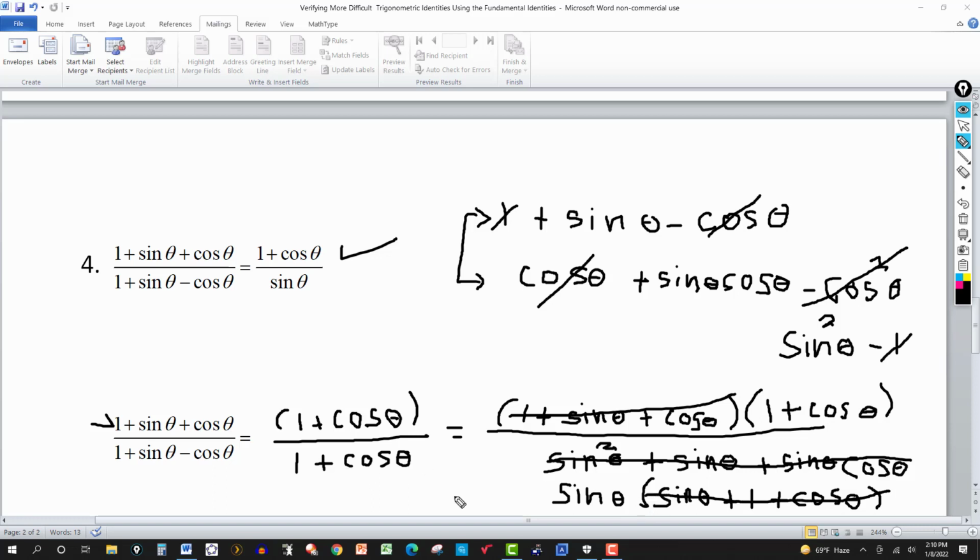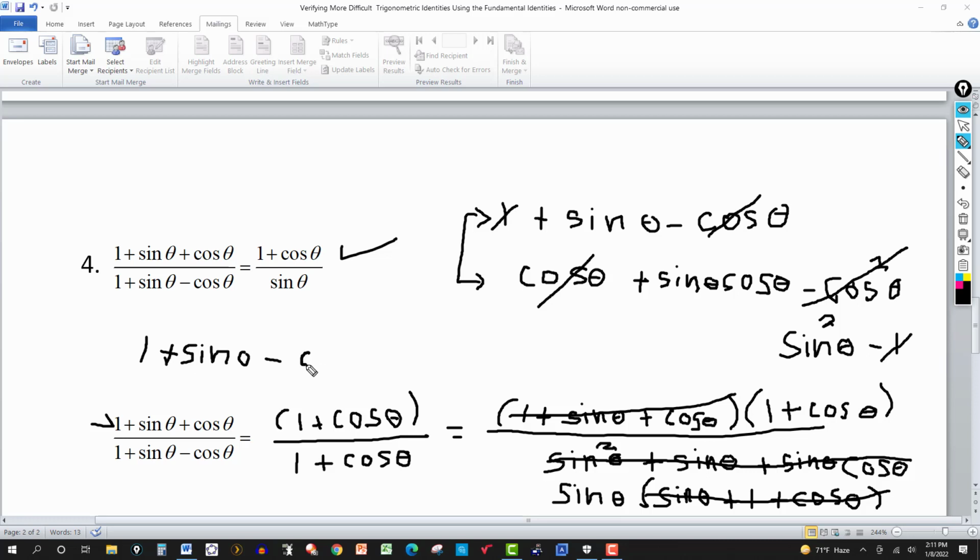So again, I'm not going to rewrite this, but what I have left is 1 plus cosine theta in the numerator, which is what I wanted. In the denominator, things canceled out, I get sine theta, so I wind up with 1 plus cosine theta over sine theta, and that's what I wanted. When I gave this problem out as an assignment, one student that worked it out did it this way. He selected the left side also, and he wrote it out this way.